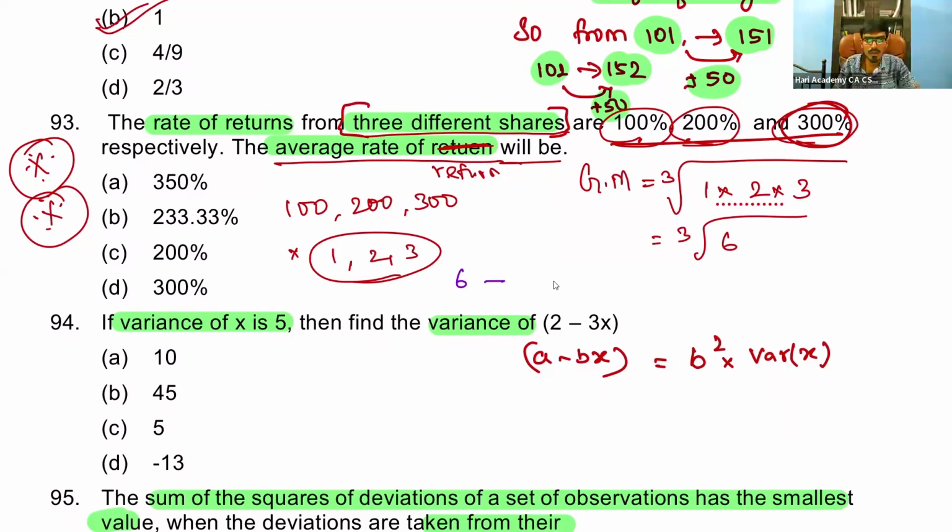Moderately skewed distribution, which is nothing but mean minus mode equals 3 into median minus mean. Option C is your answer. Then 97, 98, 99, 100. We will quickly do it in 2 to 3 minutes.